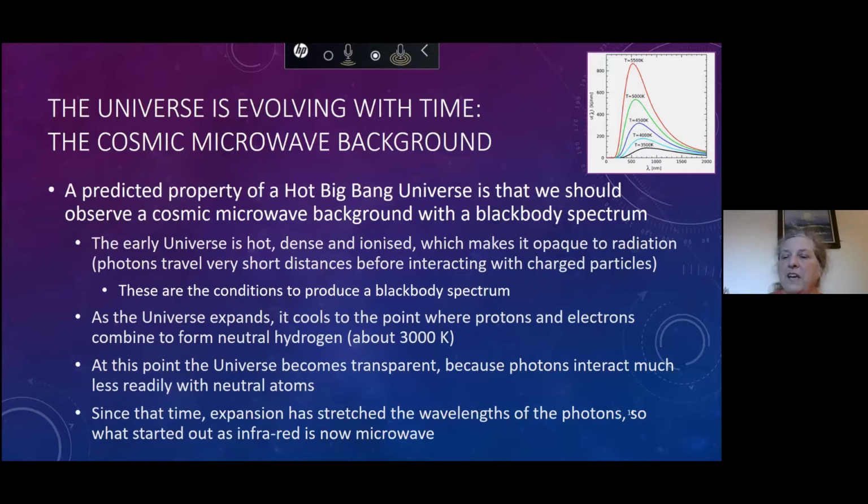And this makes it opaque to radiation. Photons of light can only travel very short distances if they're traveling through a charged medium, because photons interact very, very easily with charged particles. And if a material is opaque to radiation, then any photons that are produced are repeatedly scattered by charged particles and exchange energy with the charged particles. And this produces what is known, confusingly to generations of students, as a black body spectrum.